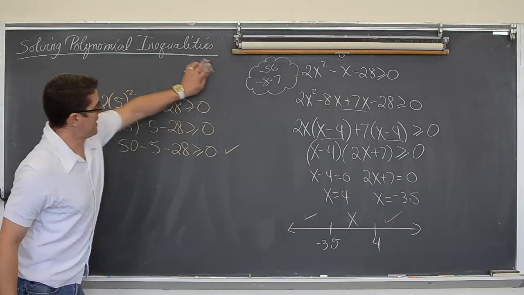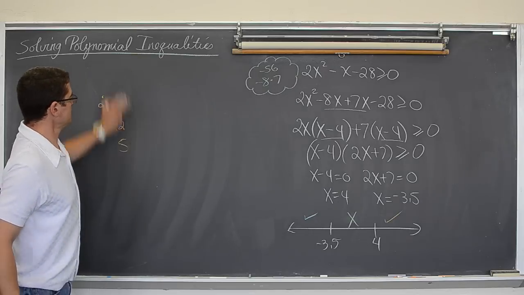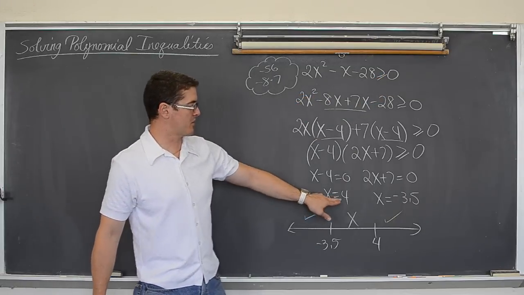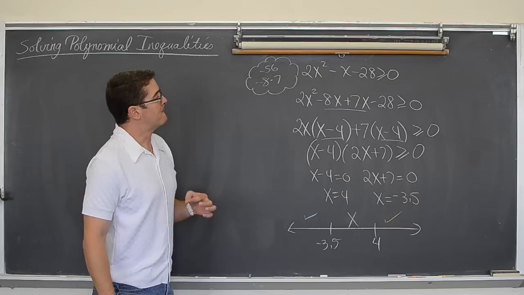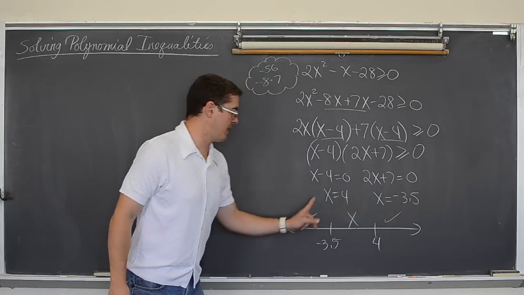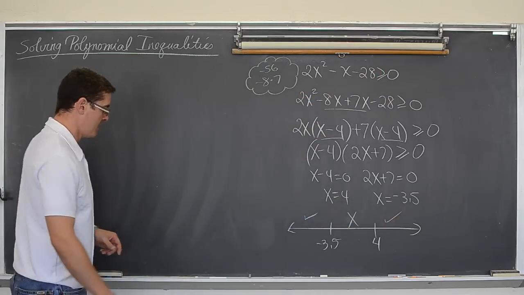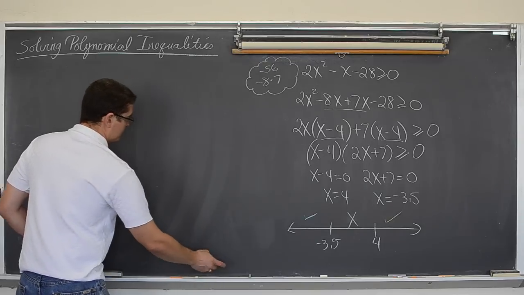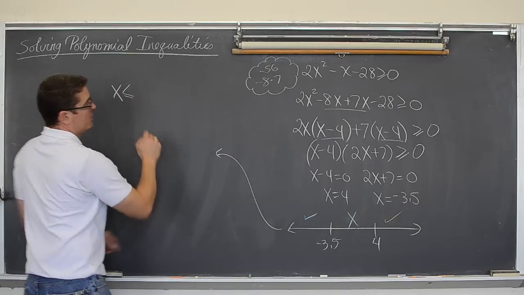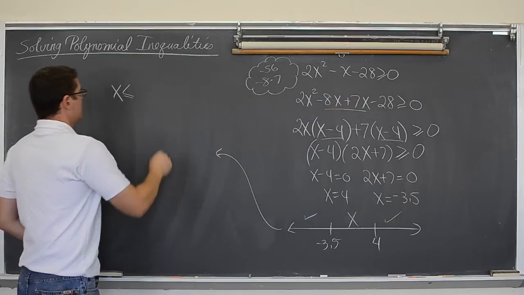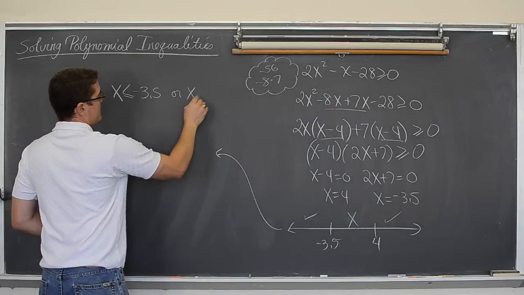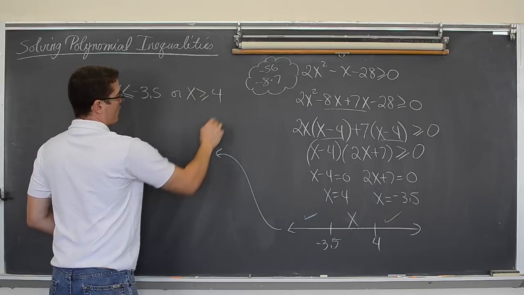So my final answer for what makes this expression not only equal to 0, what makes it equal to 0 is 4 and negative 3.5, but what also makes it positive? These two areas of the number line make it positive. So my final answer is going to be x has to be less than or equal to, from the equal sign here, negative 3.5, or x has to be greater than or equal to 4.